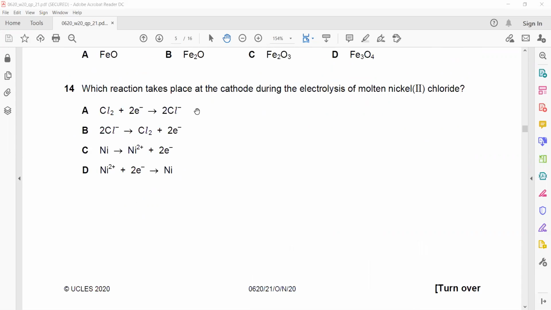Which reaction takes place at the cathode during electrolysis of molten nickel chloride? We have nickel which is +2 and molten chloride. Which reaction takes place for question 14?